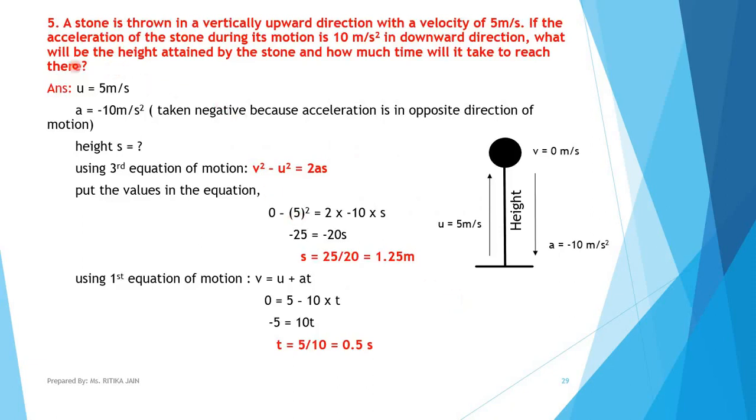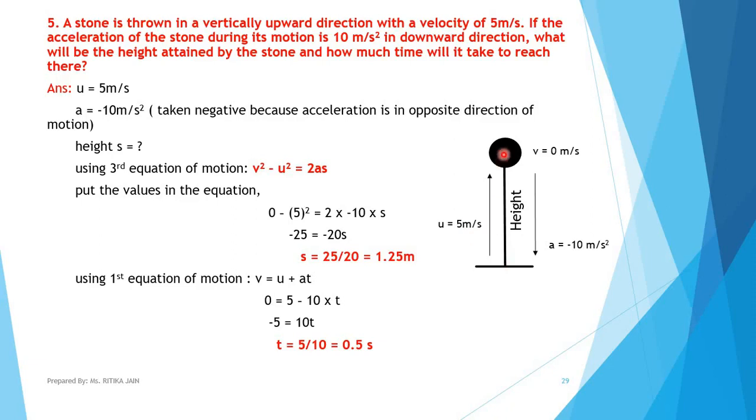This is the last question of your NCERT in-text, question number 5. This is an important one. A stone is thrown in vertically upward direction. This is the ground, and this is the position of the stone, thrown with a speed of 5 meter per second. So this 5 meter per second is the initial speed of the stone by which it is thrown in upward direction. Now, the acceleration of the stone during its motion is 10 meter per second square in downward direction.